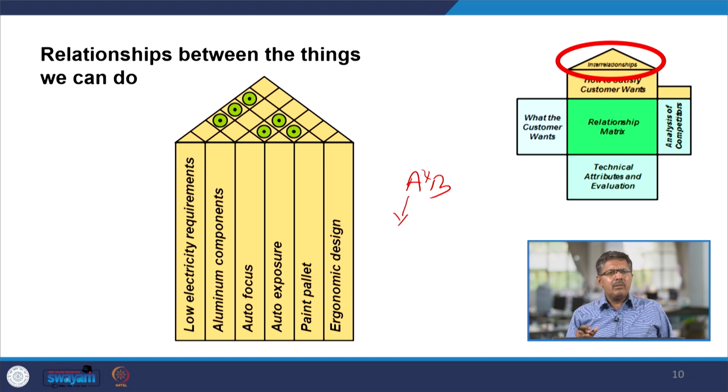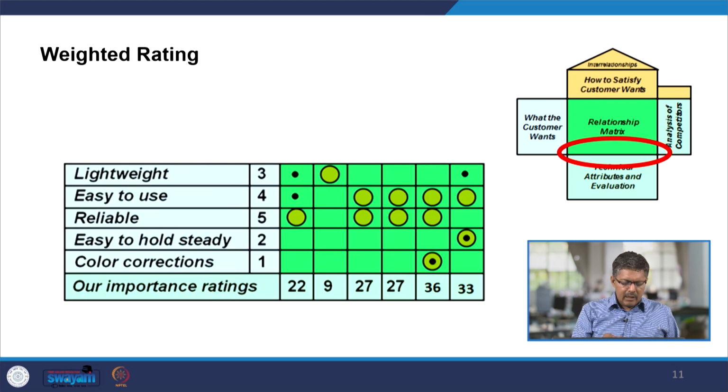Sometimes 2 elements might be negatively correlated. That means if you want to get one, the demand for the other one will automatically come down. So, this helps to keep a balance of the technical requirements. Now, the weighted ratings, for example, in this case we have done it. This is a tentative case.